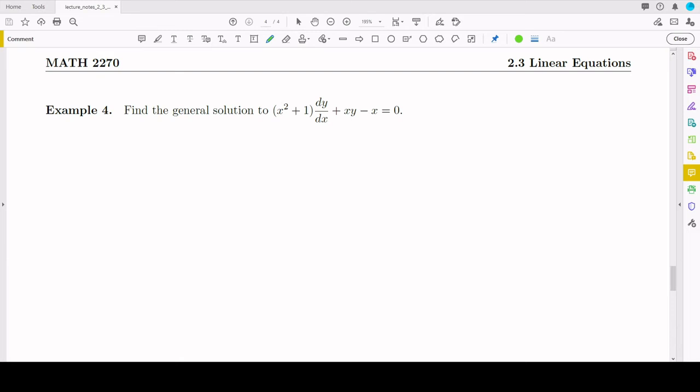We will finish this section with one more example in an existence and uniqueness theorem. So we're asked to find the general solution to the differential equation (x squared plus 1) dy/dx plus xy minus x equals 0. So we do our standard three-step process. First, we're going to write it in standard form.